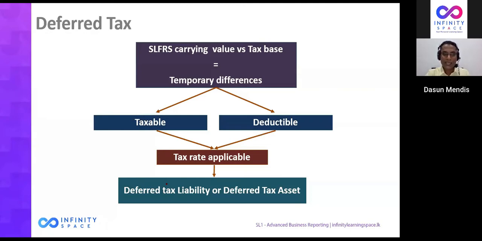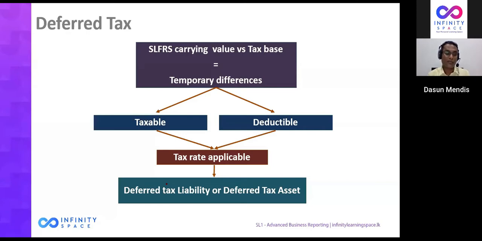Why I said that deferred tax is because in this particular scenario, a lot of items in the financial statements have been measured at fair value. When you measure the fair value of an item, the carrying value of the item is getting changed, right? Now, in the concept of deferred tax, what we focus on is the carrying value and the tax base.